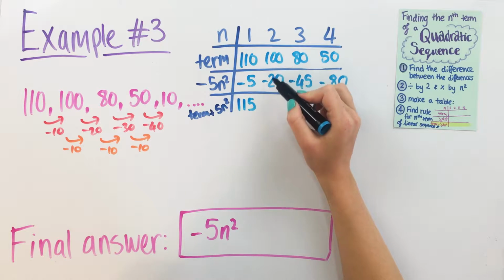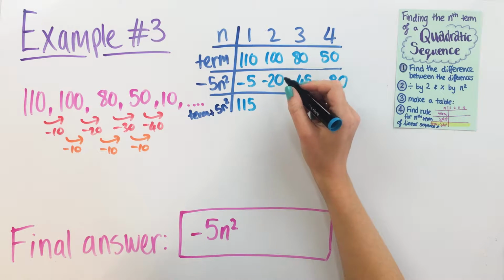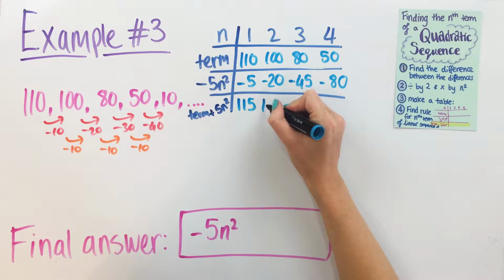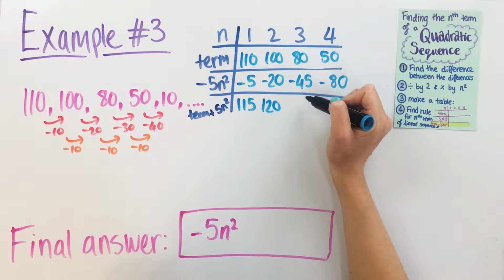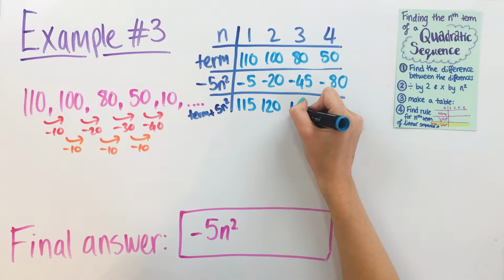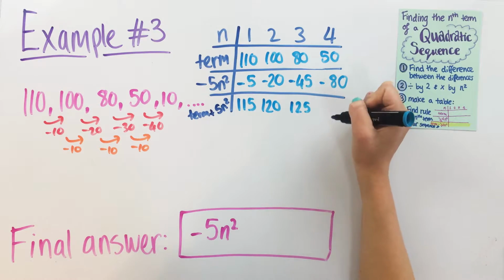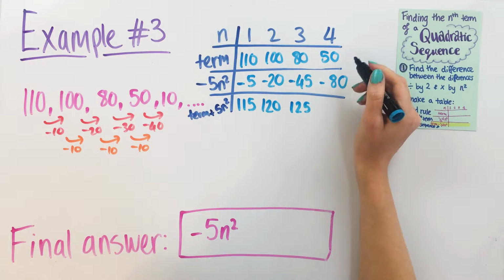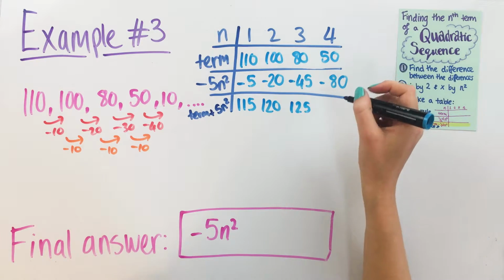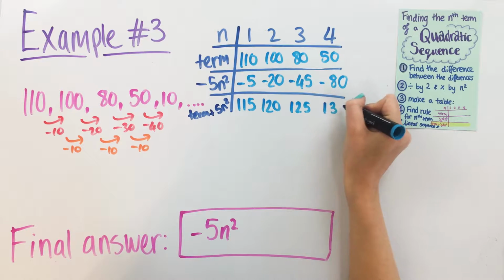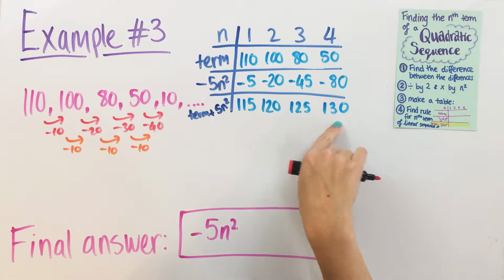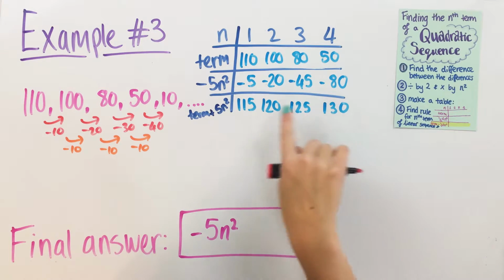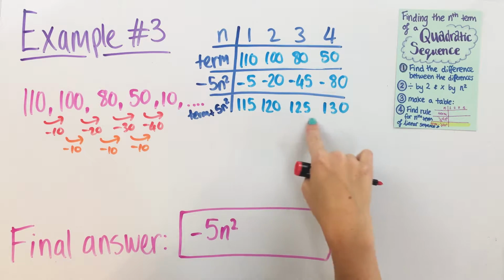Here we have 100 minus minus 20, which is going to be 100 plus 20, so 120. Here 80 minus minus 45, so 80 plus 45 is 125. And finally 50 minus minus 80, so 50 plus 80 is 130. Just as before, we now notice that this final row is actually a linear sequence. To see this, we can work out the differences between these terms.